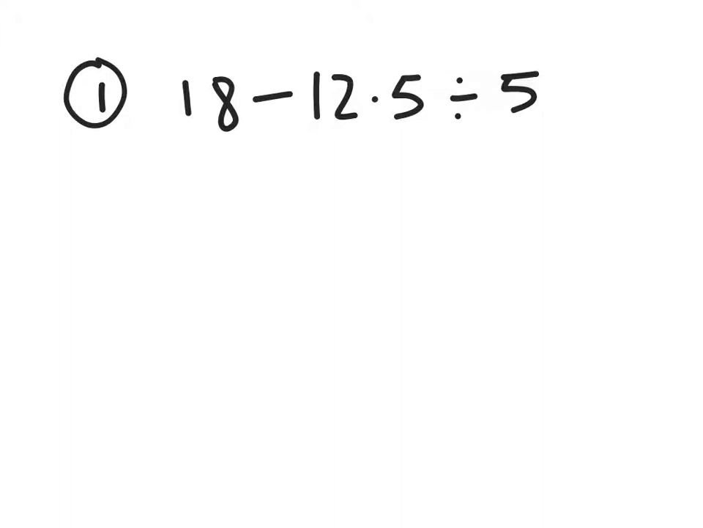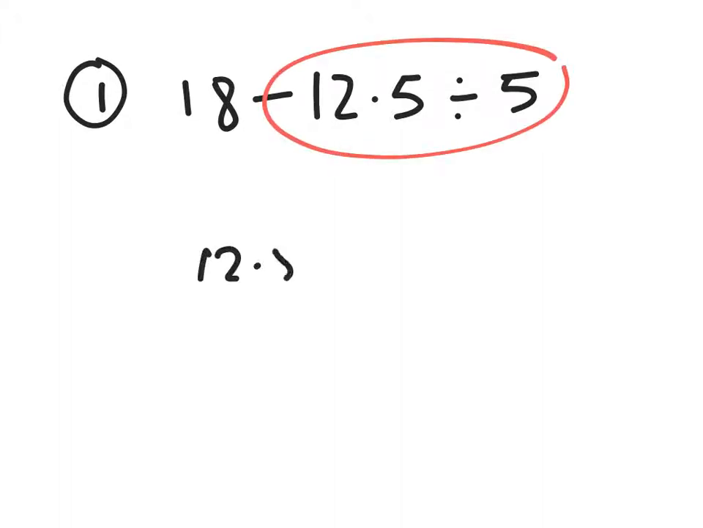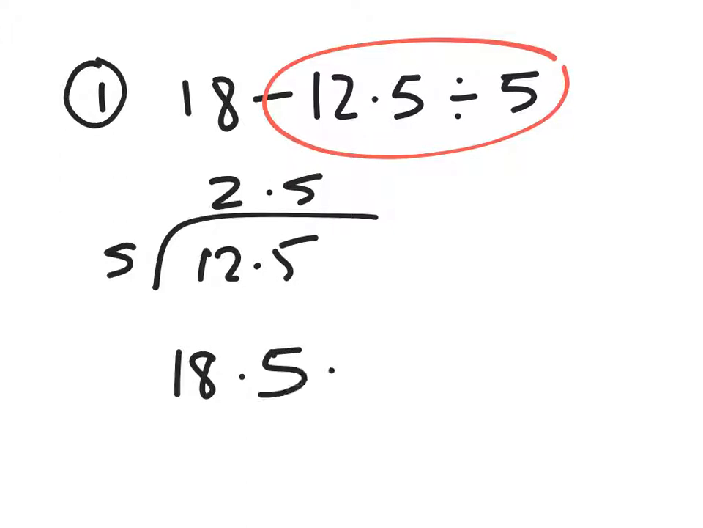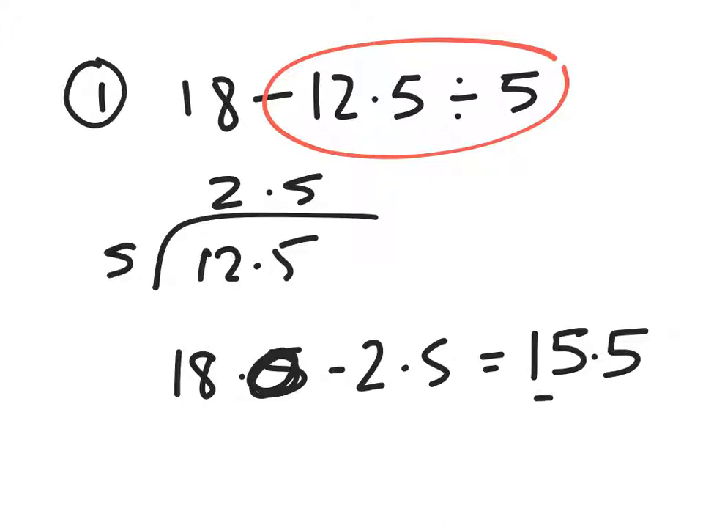So we know from our BODMAS that we need to do the divide first of all. So 12.5 divided by 5 is 2.5. And then 18 take away the 2.5 gives us a finished answer of 15.5.